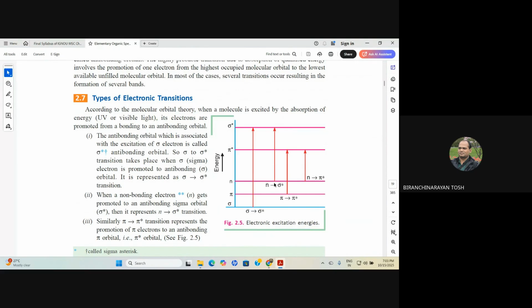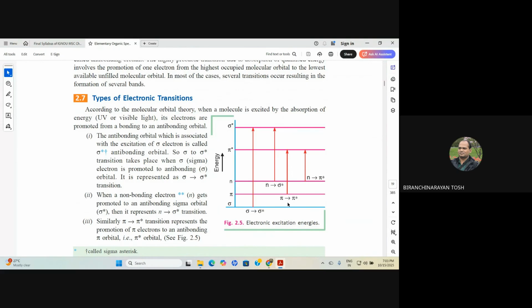But this energy is not sufficient for it to be in the visible region. Visible has lesser energy than UV, but it is not in the visible region. We'll discuss that one. That's why alcohols are colorless. They absorb, but they are colorless because they absorb in the UV region.